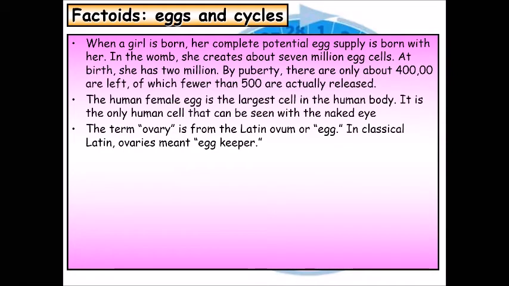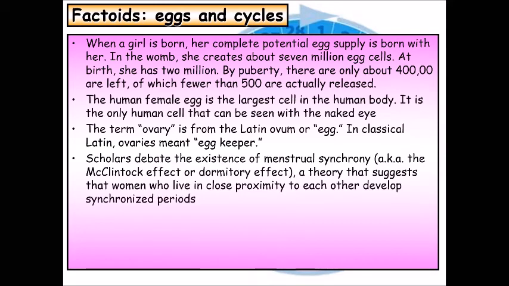It comes from the term egg keeper, so ovary literally means egg keeper. There are some strange, interesting facts about the menstrual cycle and synchronizing periods. You may have heard of this, and they're a bit unsure whether it occurs or not. But there seems to be some evidence to suggest that women synchronize their periods.